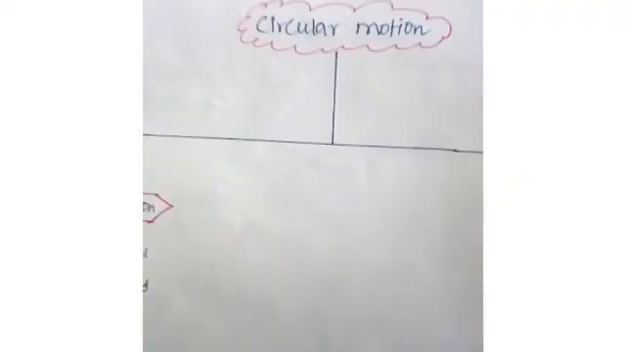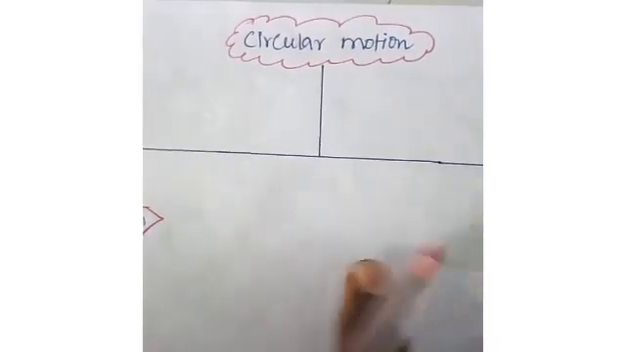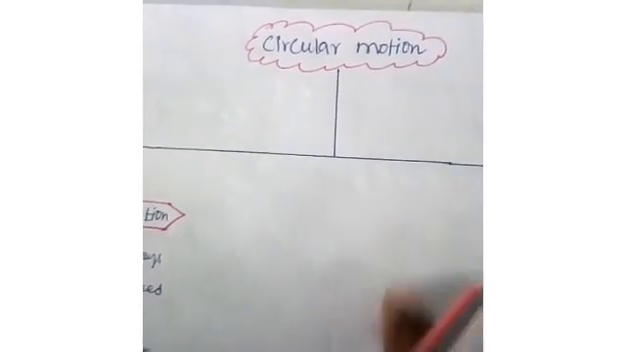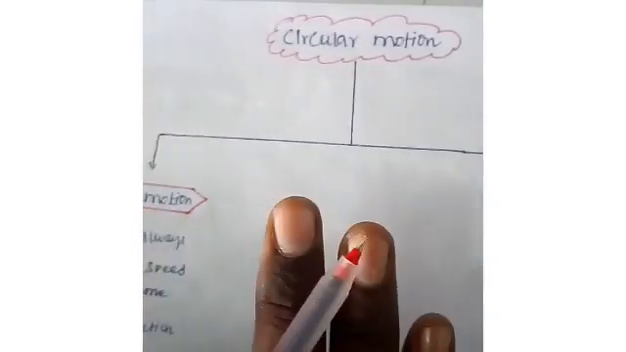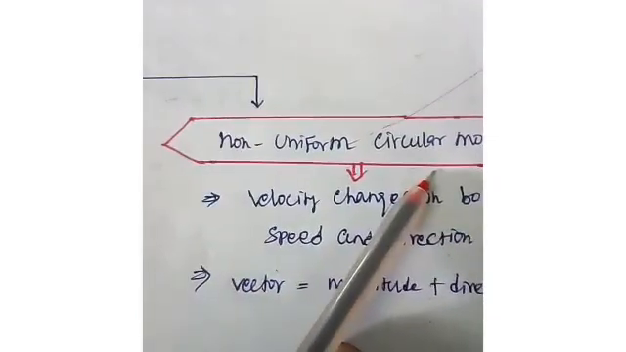Next one is circular motion. What is circular motion? Circular motion is nothing but the object moving along a circular path. This type of motion is called circular motion. Next, circular motion can be divided into two types: one is uniform circular motion, another one is non-uniform circular motion.